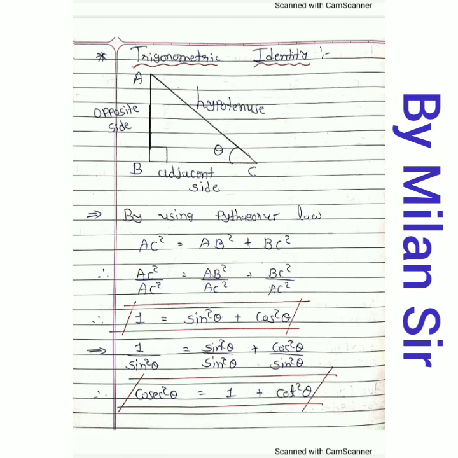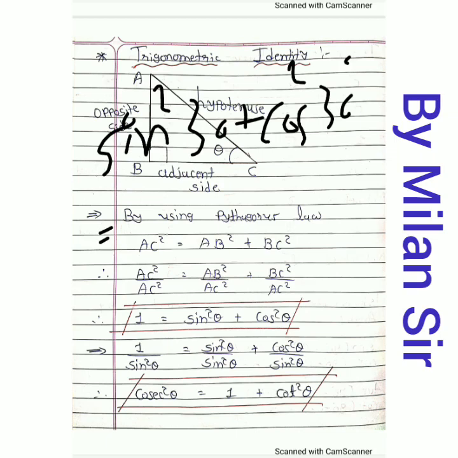So here we got our first identity: sine square theta plus cos square theta is always equal to 1. We can check it for the 30-degree angle. Take theta equal to 30. Then what is sine square 30 plus cos square 30?